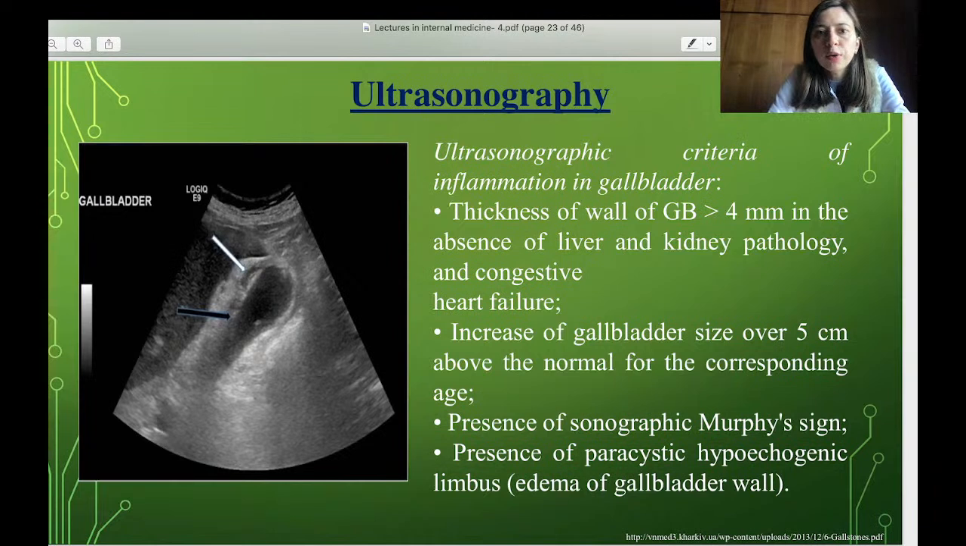Ultrasonographic criteria of inflammation in the gallbladder: wall thickness of the gallbladder more than 4 millimeters in the absence of liver and kidney pathology and congestive heart failure; increase of gallbladder size over 5 cm above the normal for the corresponding age; presence of sonographic Murphy sign; presence of parasitic hypoechogenic limbus.